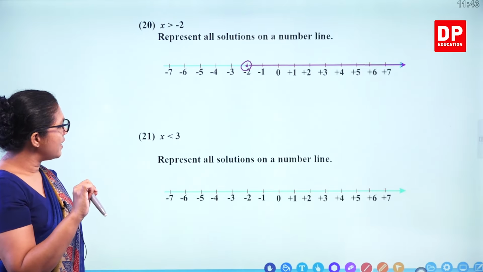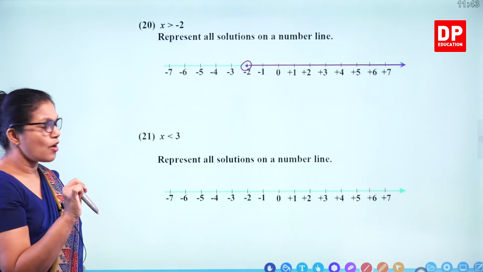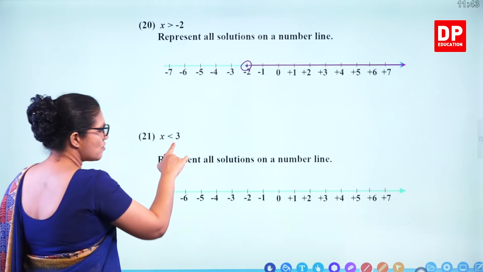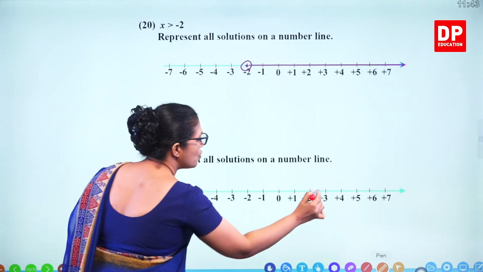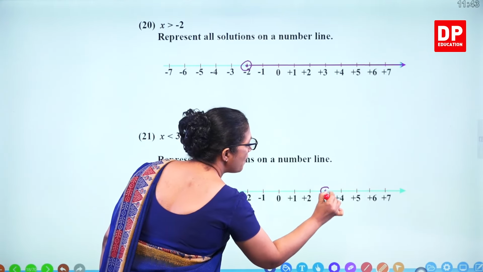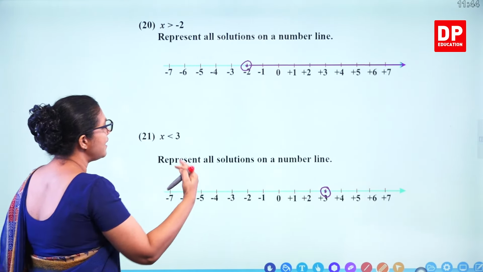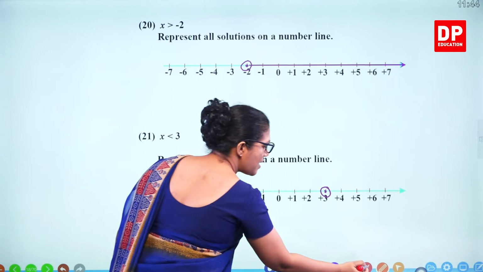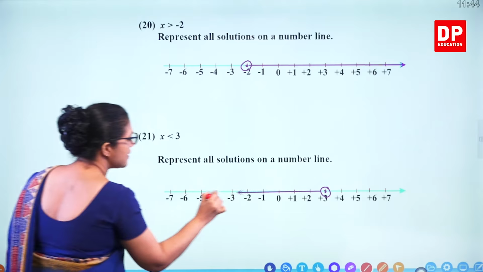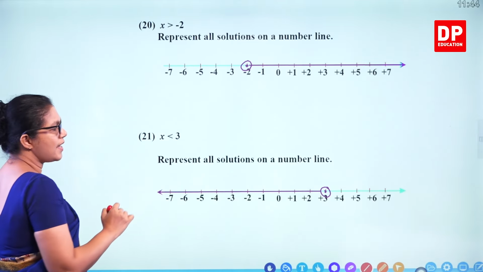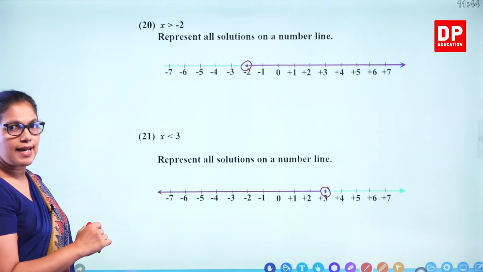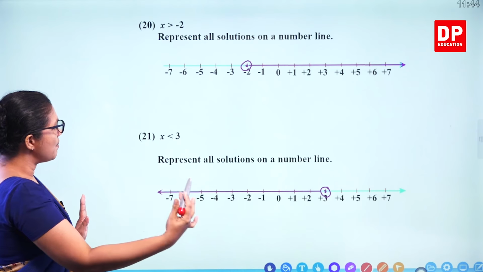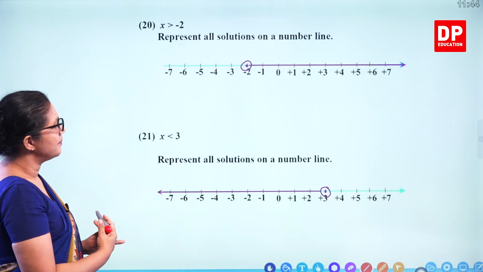x less than 3. Represent all solutions on a number line. 3 is not included, so you draw an open circle. This time it's less, so x is less than 3, meaning any number less than this. So you draw the arrow towards this side. Less means left side. Greater means right hand side.